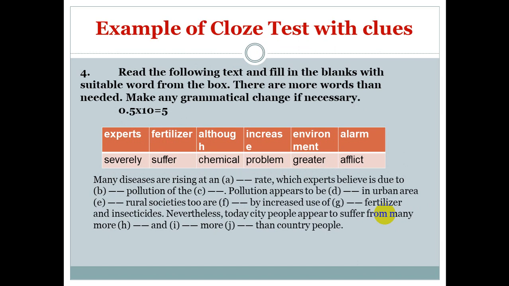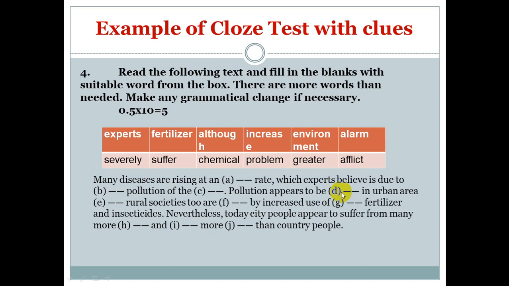Another type of question comes, which I have already mentioned, that is the fill in the blanks or cloze test with clues. That means there will be 10 clues or 12 clues, and you have to use these clues to fill in the blanks. There will be a passage with some blanks, and you have to fill them in with these clues. For each correct answer, you will be awarded half a mark. That means there will be 10 questions and you will get a total of 5 marks.